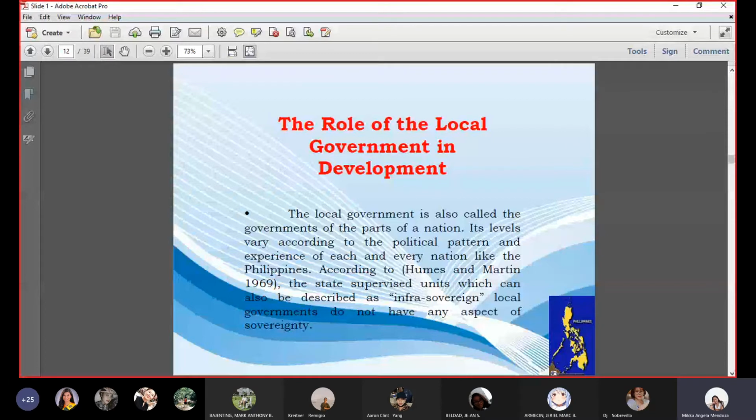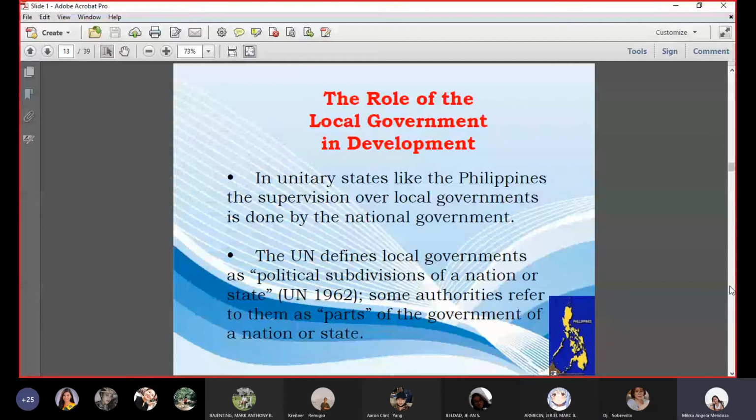Now, in unitary states like the Philippines, the supervision over local government is done by the national government. So that is true. The UN defines local governments as political subdivisions of a nation or state, or UN 1962. Some authorities refer to them as parts of the government of a nation or state. So this is true on the first sentence. Of course, the local governments should be supervised by the national government. Even though they have their own government, it's a self-government, with control over their government as local government, it's not possible that no one supervises them. So the LGU is being supervised by the national government.